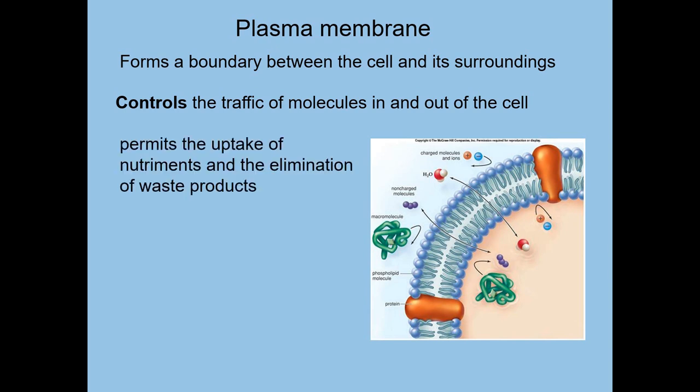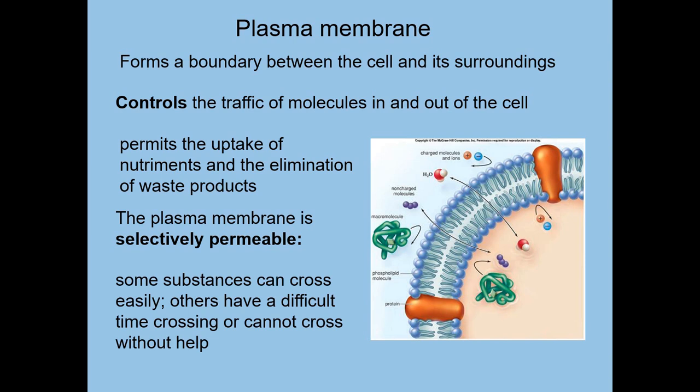It permits the uptake of nutrients and the elimination of waste products. The plasma membrane is selectively permeable. That is, some substances can cross easily, others have a more difficult time, while others cannot cross without help. Because the cell surface provides the only opportunity for interaction with the environment, since all substances enter and exit by the plasma membrane, it plays a key role in controlling cell function.